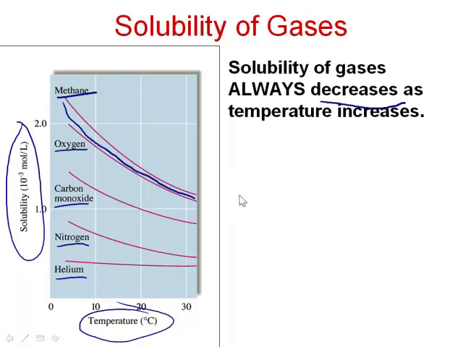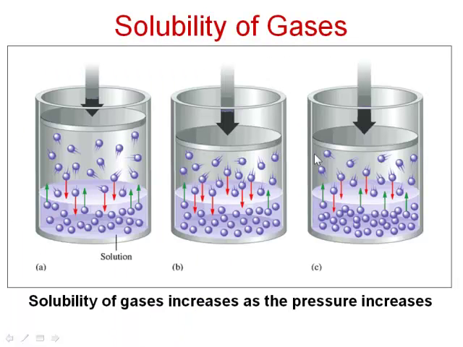Now, let's think about what this tells us, guys. What does it tell us about the thermodynamics of gas dissolution? Because all of these become less soluble as the temperature goes up, that means that delta H for any of these is going to be negative. Delta H is negative all the time. It is always exothermic.